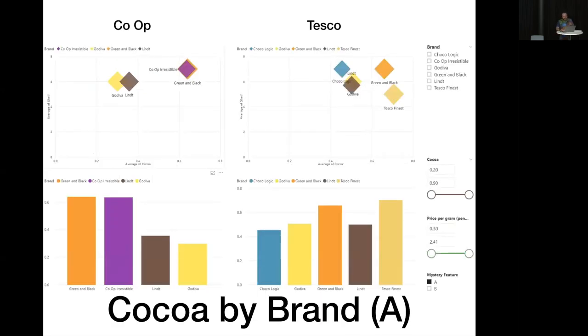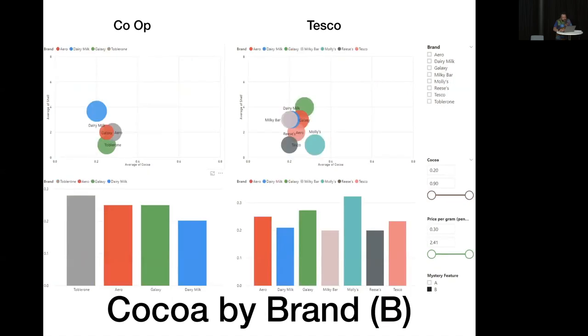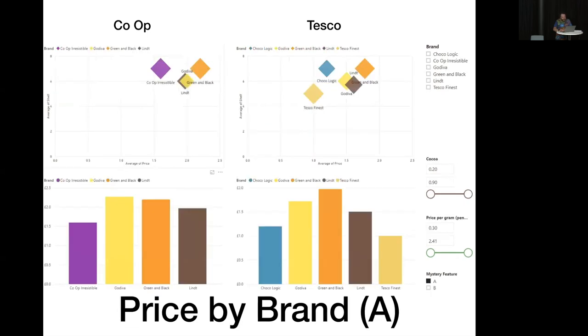If we look at, so let's call this mystery feature, it's either going to be A or it's going to be B. If we look at the cocoa by the chocolate bars by brand, but this is with mystery feature A, we can see quite clearly that in the Co-op, they're all on the top 2 shelves, and in the Tesco, they're all on the top 3 shelves. If we look at feature B instead, then they are on the lower shelves, and they are lower in cocoa as well. And if we look at the price, there seems to be exactly the same thing.